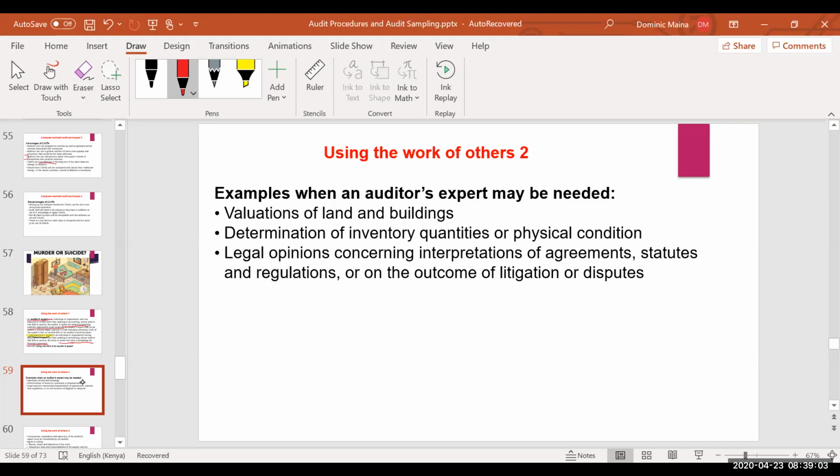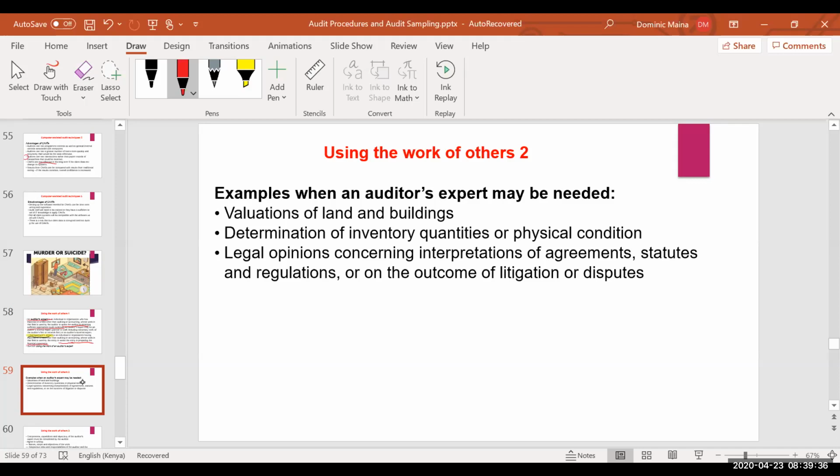Also, in determining inventory quantities or their physical condition, you're not an expert. For example, in determining the extent of damage. If the inventory of the client has been damaged, however they want to report it as salvage, who determines the extent of what they can receive from the disposal of the salvage? You require a valuer in that instance. You are not an expert in that case.